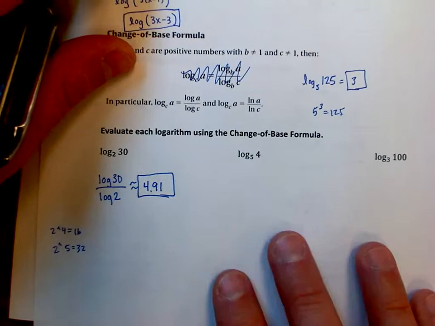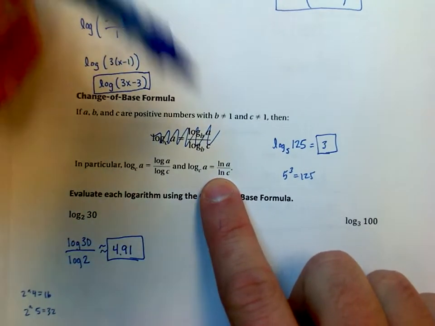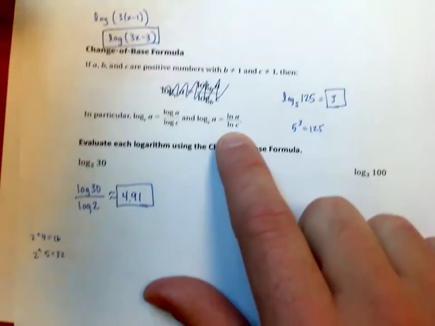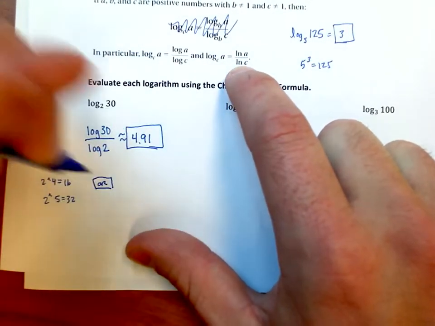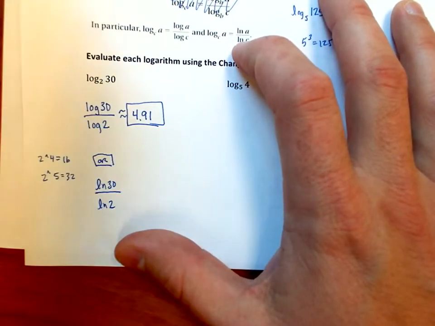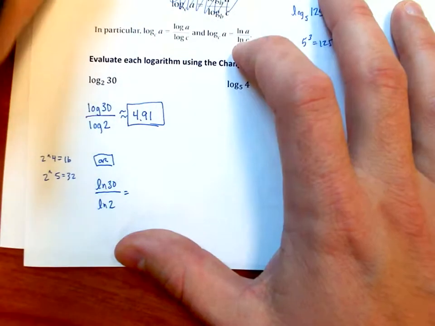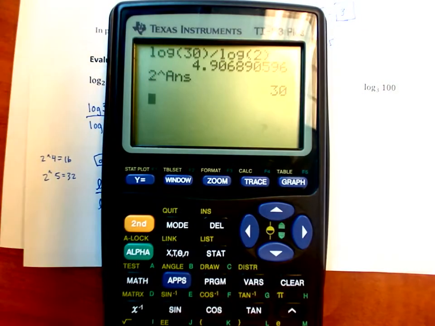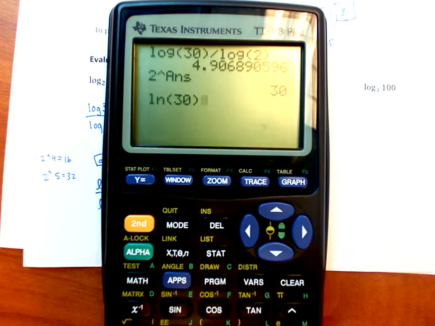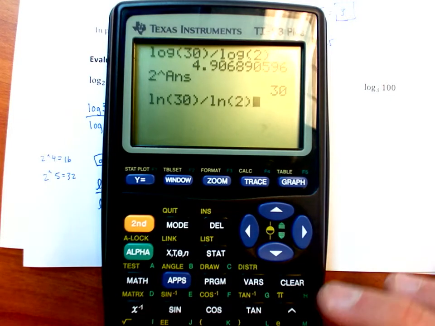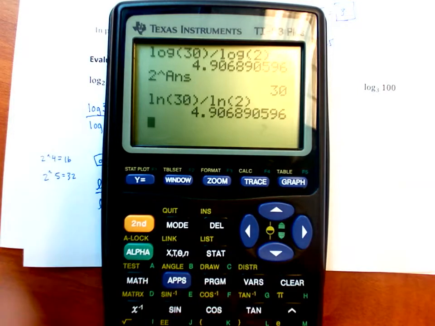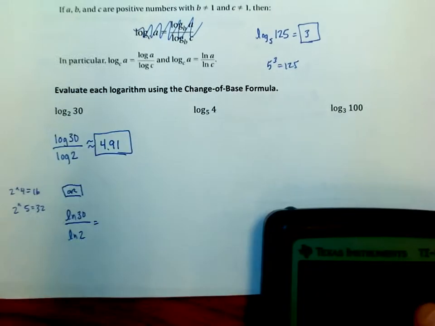The nice thing is, you'll see in the notes, I can use the log button or I can use the natural log button, and it doesn't matter. If I would have done natural log of 30 over natural log of 2, I'm going to get the same thing out. So on my calculator, just to prove it real quick, parentheses are deadly important. Log of 30, in parentheses, log of 2, and I get 4.906. So in other words, choose which button you want to use. Doesn't matter. Okay?